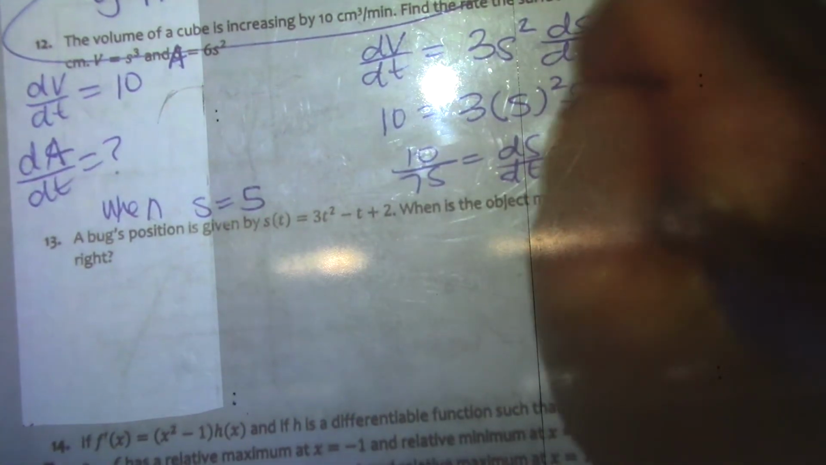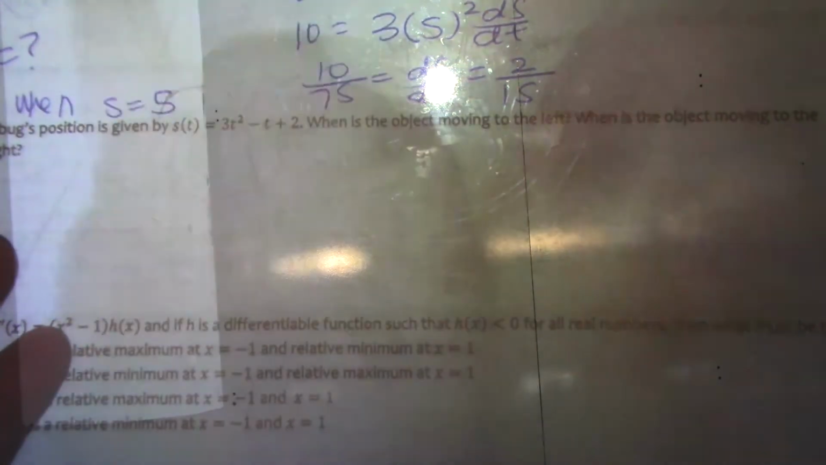First of all, let's use dV/dt to get ds/dt. Take the derivative of the volume equation, that's 3s squared ds/dt. Then I can plug in: 10 equals 3 times 5 squared times ds/dt. So that's 10 over 75 equals ds/dt. That can simplify to 2 over 15. And now I want to find dA/dt, the area's derivative.